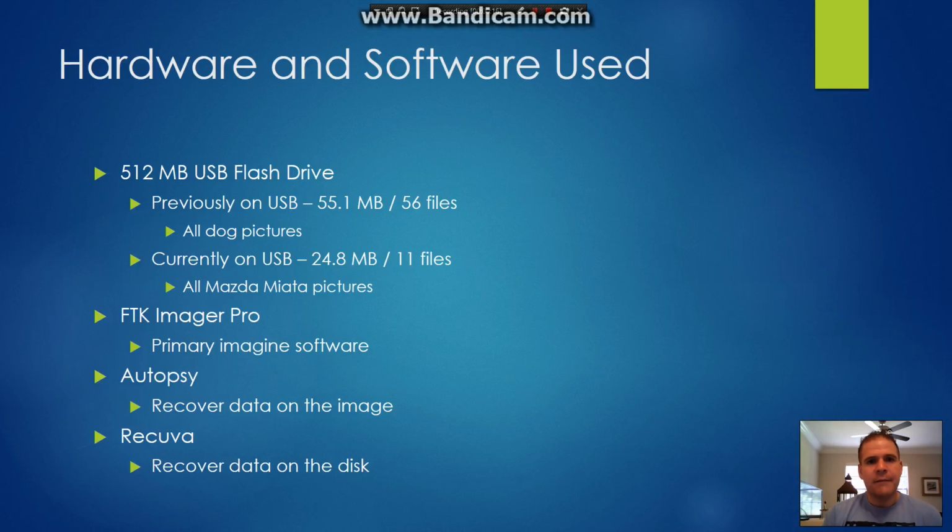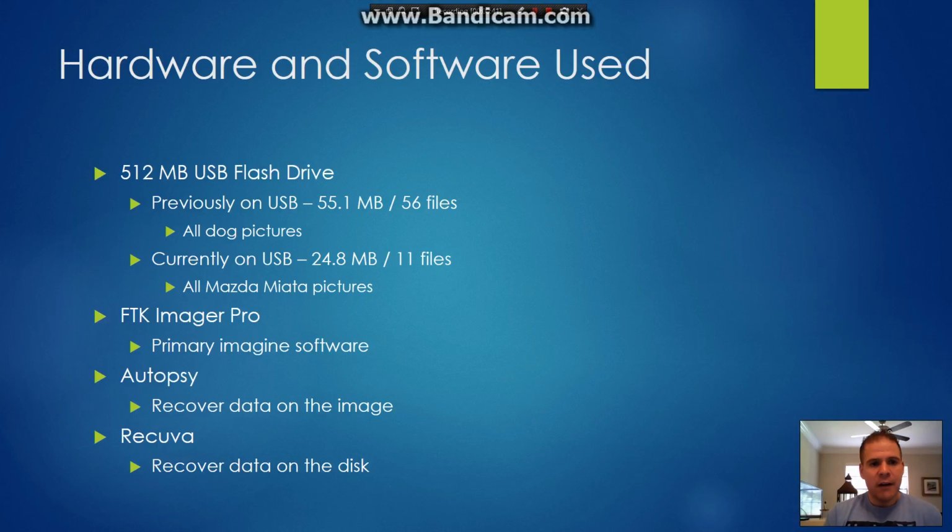Alright, now this is the fun part of the presentation. We're going to play around with a lot of different software. For this exercise, the medium in question is a 512 megabyte USB flash drive. Finding a flash drive this small has been a blessing because it's much quicker to image as opposed to, say, a 64 gigabyte flash drive, which takes quite some time.